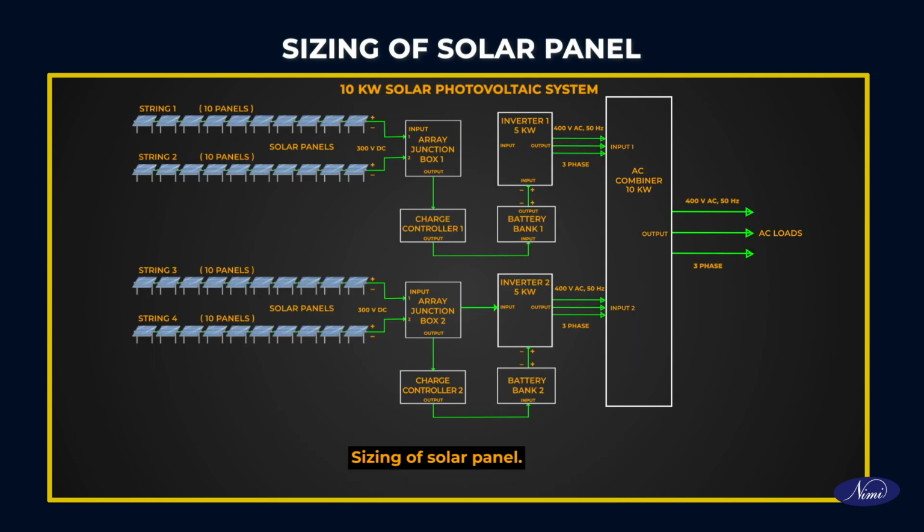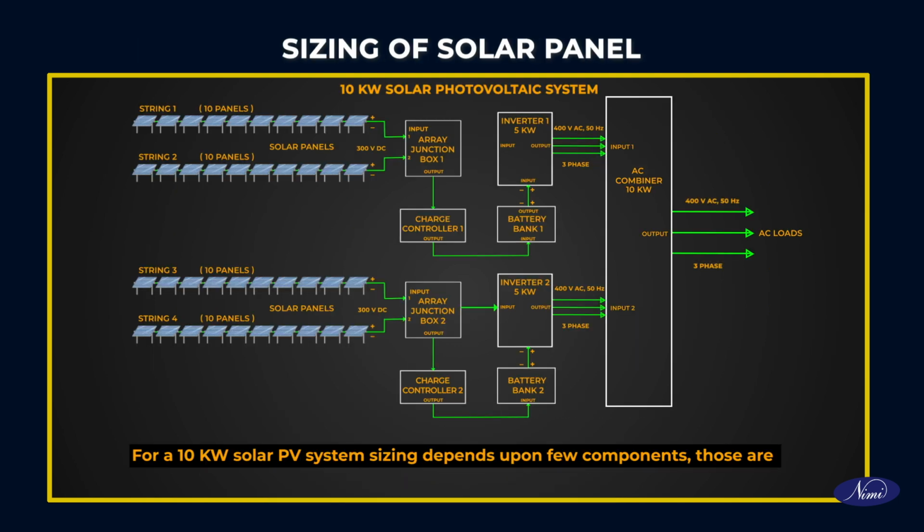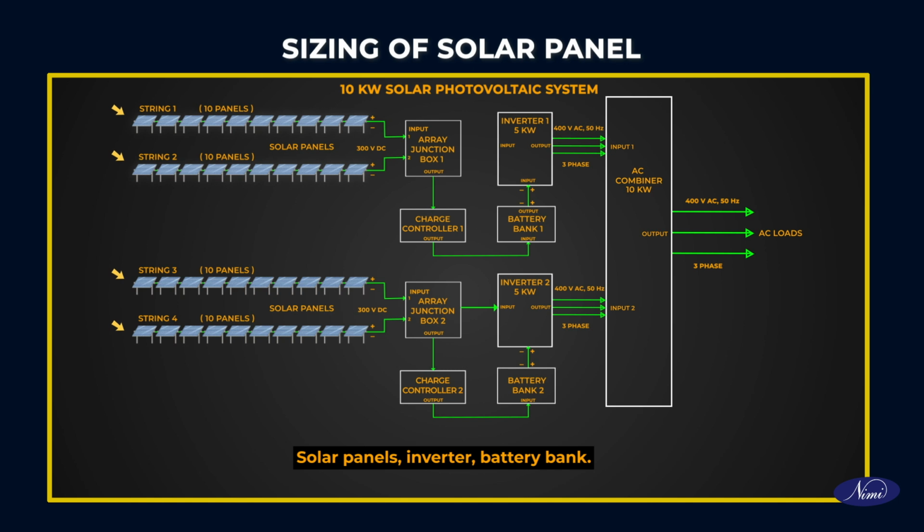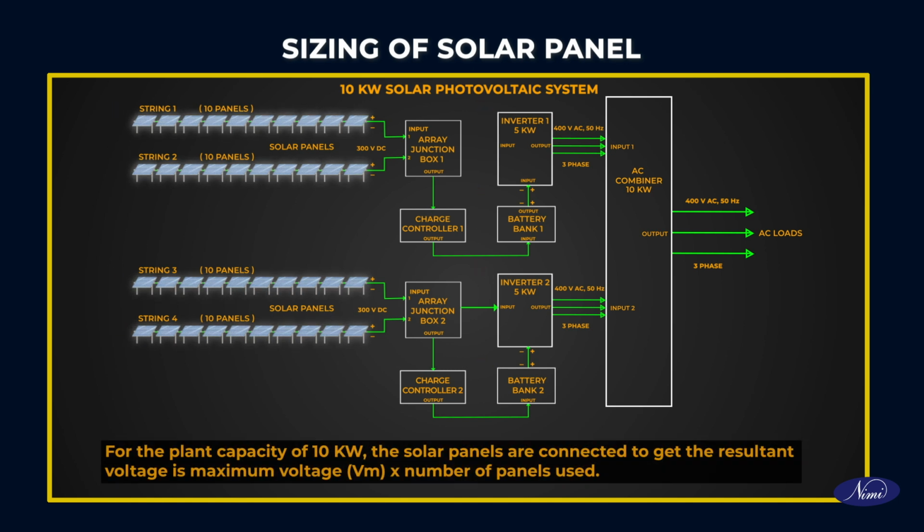Sizing of solar panel. For a 10 kilowatt solar PV system, sizing depends upon a few components. Those are solar panels, inverter, and battery bank. For the plant capacity of 10 kilowatt, the solar panels are connected to get the resultant voltage, which is the maximum voltage Vm multiplied by the number of panels used.